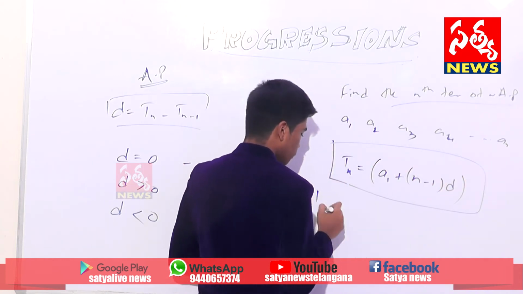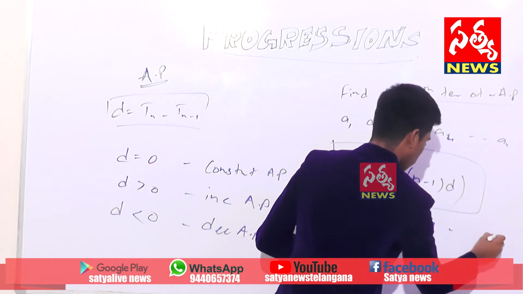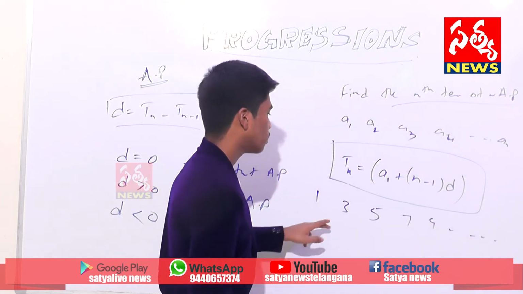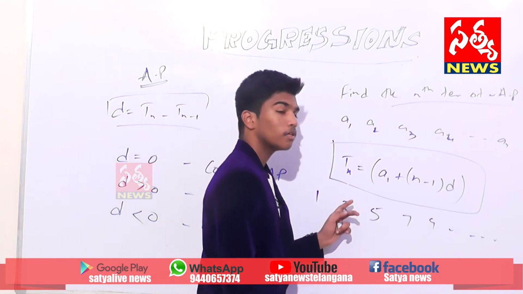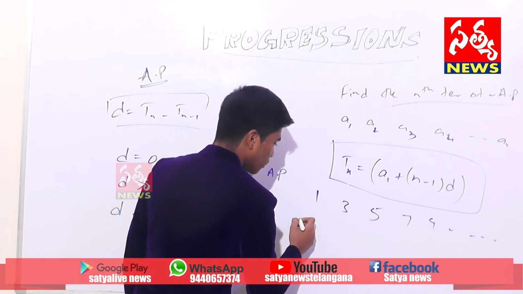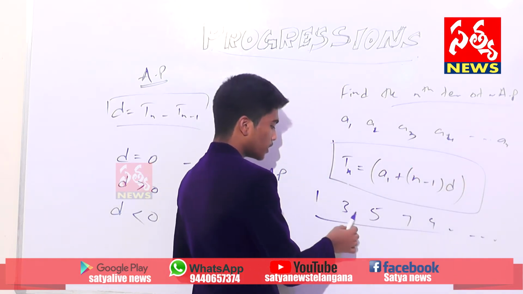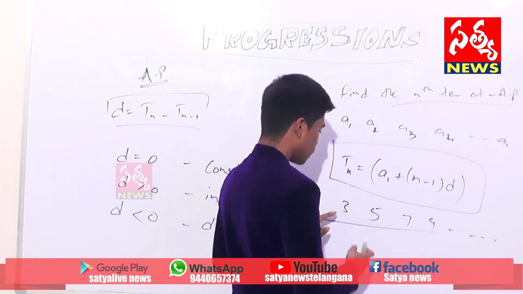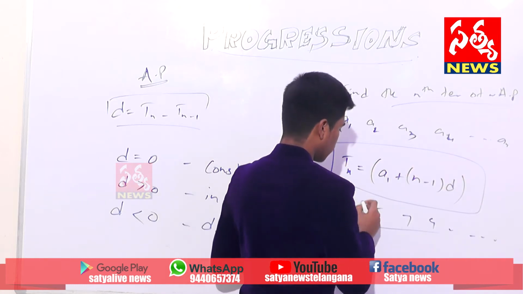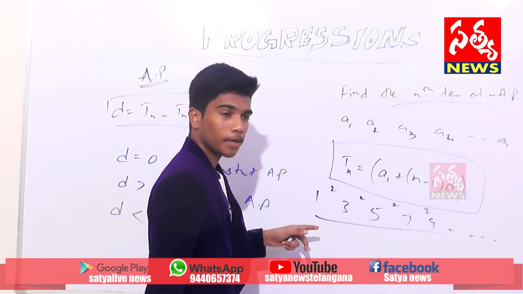I will give an example. Let's take the previous example 1, 3, 5, 7, 9, and so on. If they ask to find the 10th term, what is the 10th term of this AP? First check whether it is an AP or not. 1, 3, difference is 2. 5, 3, difference is 2. 7, 5, 2, and so on. So it is in AP.